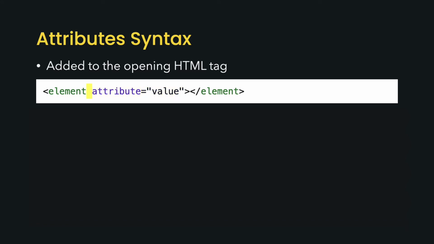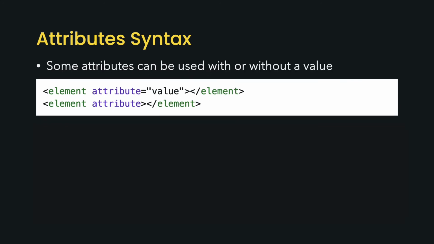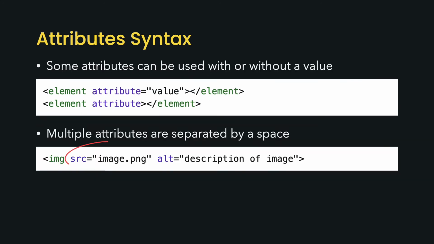Attributes can also be used with any type of element and are added to the opening HTML tag, separated from the element name with a space. They're usually written as attribute name equals value, with the value contained in single or double quotes. Some attributes can also be used with or without a value. When using multiple attributes, order doesn't matter, but they should be separated by a space.